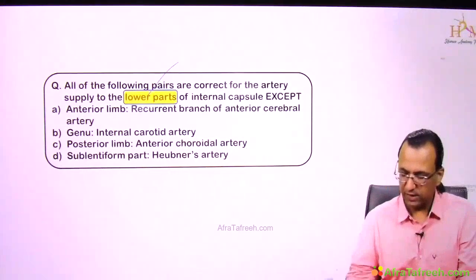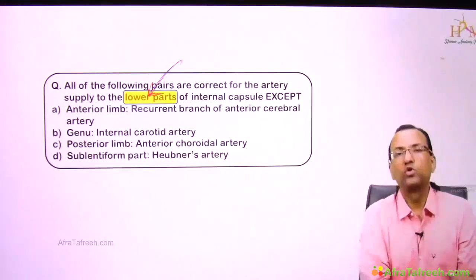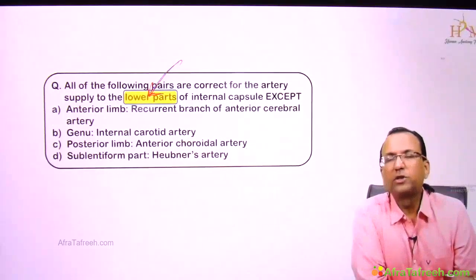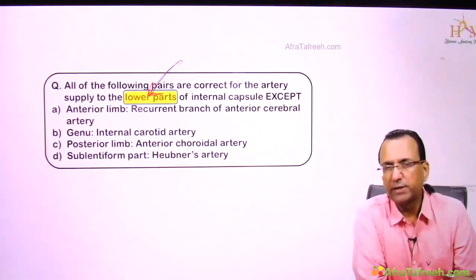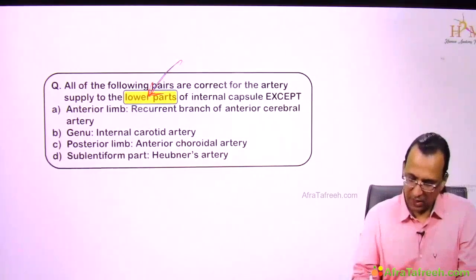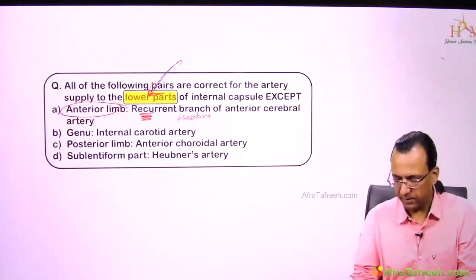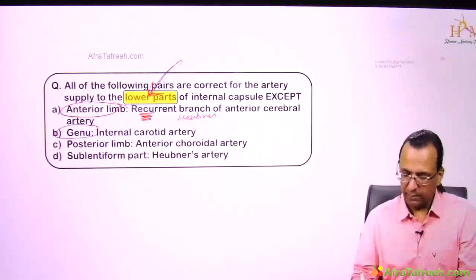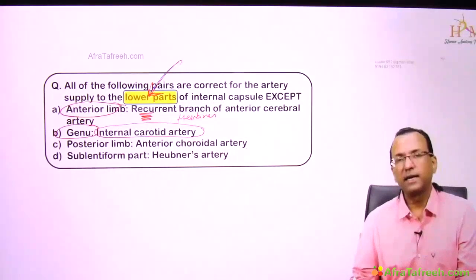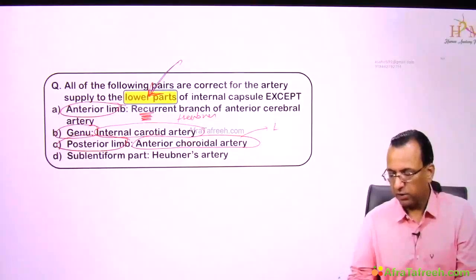Now, if it is asking about the lower part of the internal capsule, what do you know? The upper dorsal part is supplied by the middle cerebral artery, and the lower ventral part has many arteries. The anterior limb is supplied by the recurrent branch of the Heubner artery, the genu by a direct branch of the internal carotid artery, and the posterior limb by the anterior choroidal artery, which also supplies the retrolentiform fibers of the internal capsule.